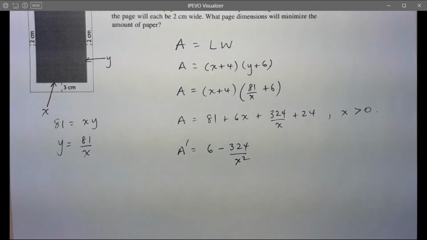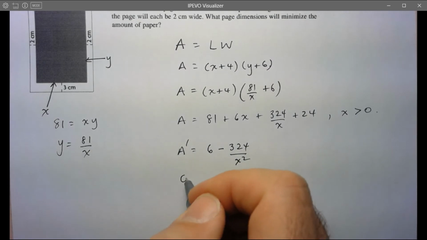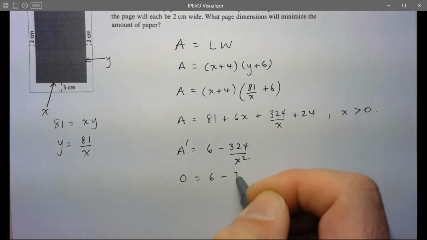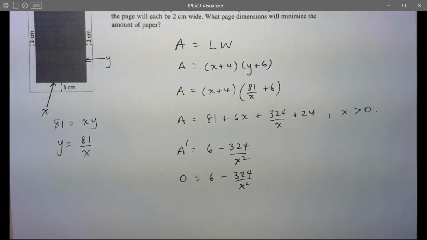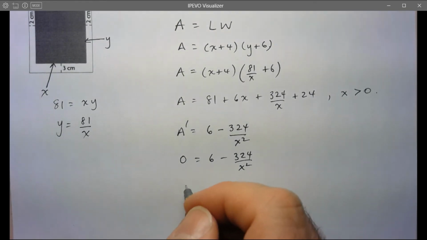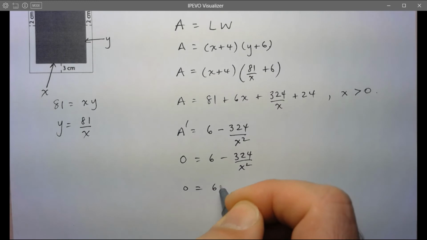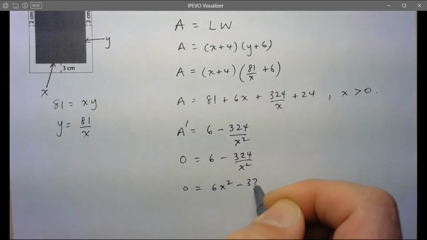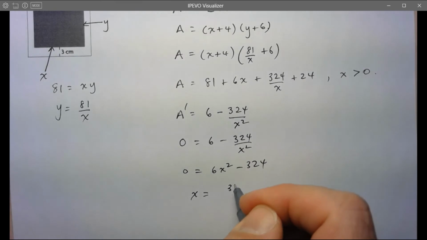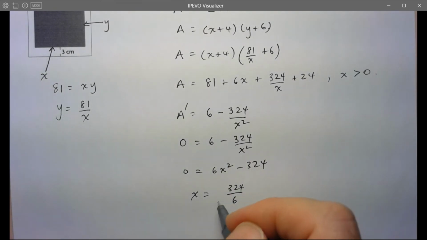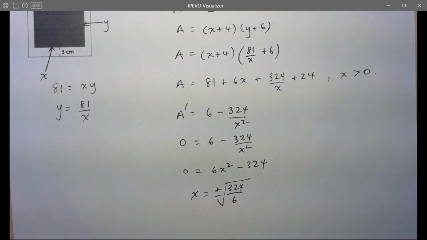And so we're going to do what we usually do here. Let's set the derivative to 0. Multiply both sides of the equation by x squared. So I'm going to end up with just 0 here, 6x squared minus 324. And now let's solve for x. So bring the 324 to the other side, divide by 6, and then take the square root of both sides.